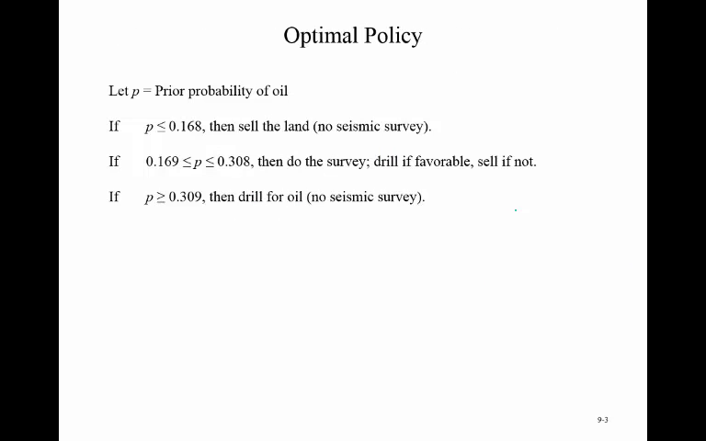And what this boils down to is the optimal policy. If the probability is less than about 17%, it says just go ahead and sell the land. If the probability is between 17 and 31%, then it says do the survey, and that's when you're going to benefit from the added information more than the cost of the survey. Then drill if favorable and sell if not. And if you get over 31% probability, then it says don't bother spending the $30,000 for the seismic survey. Just spend the $100,000 and drill for the oil.